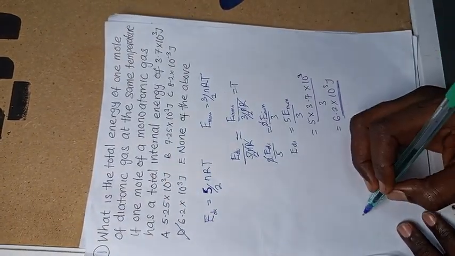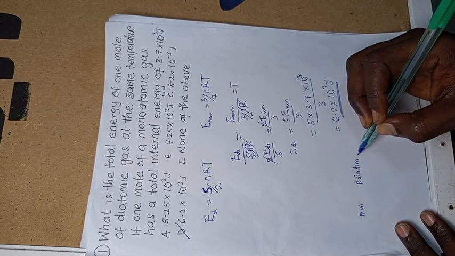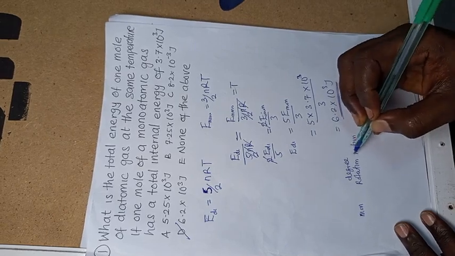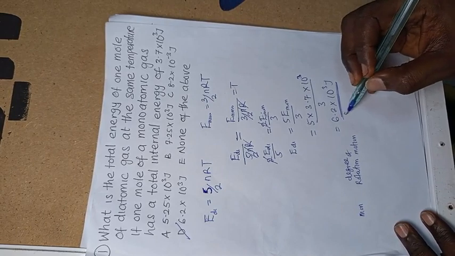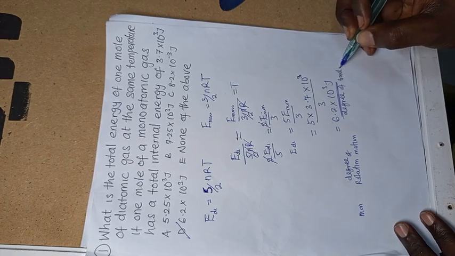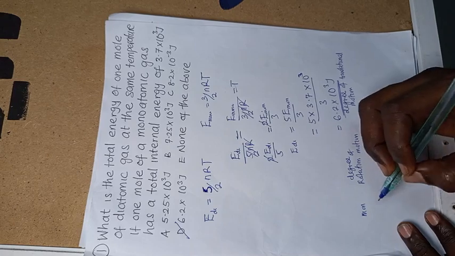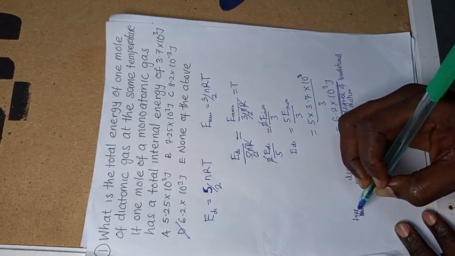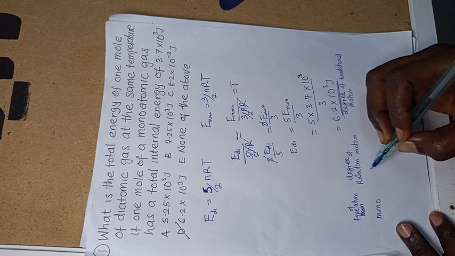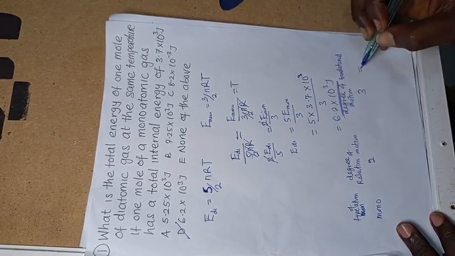Don't forget that for mono, the degree of rotational motion is different from the number of degrees of translational motion. Let's say the type of atom. So for mono, it is what? This one is 2, while this one is 3. Then the total is equal to 5.